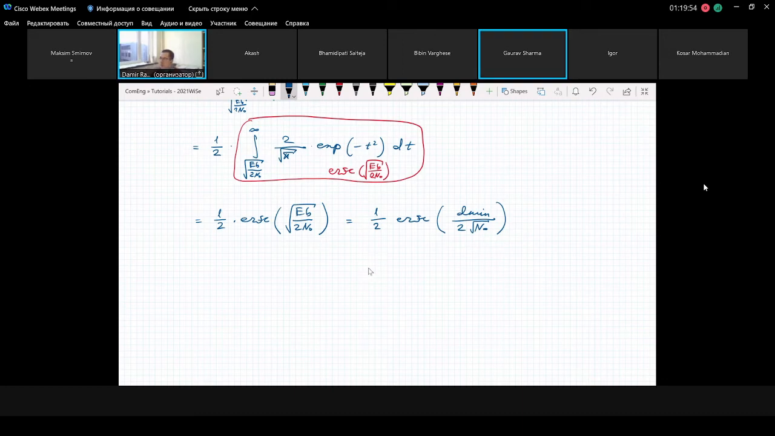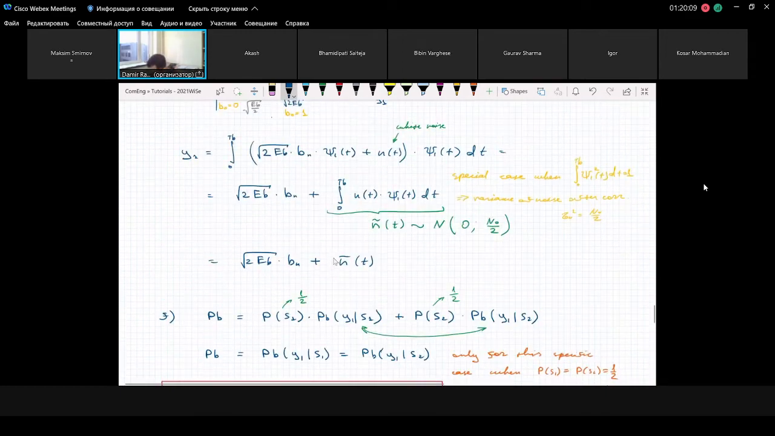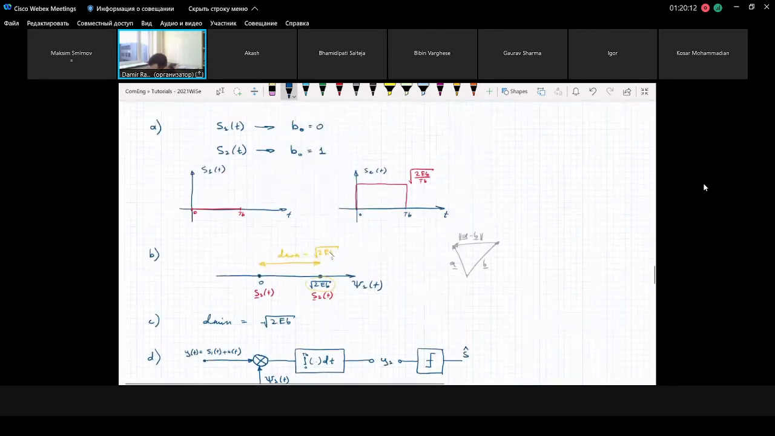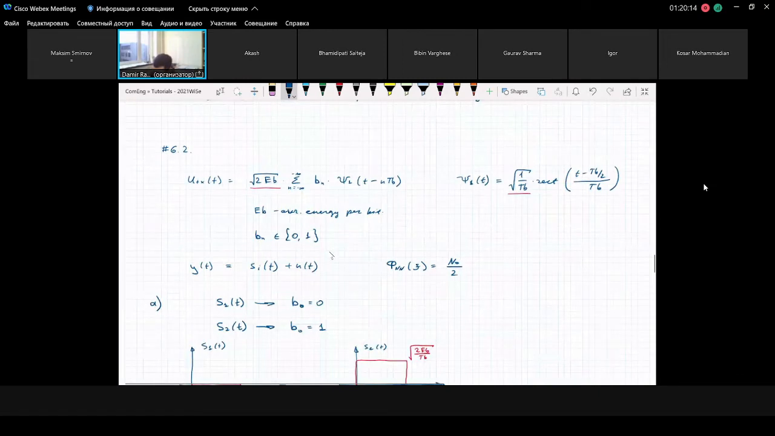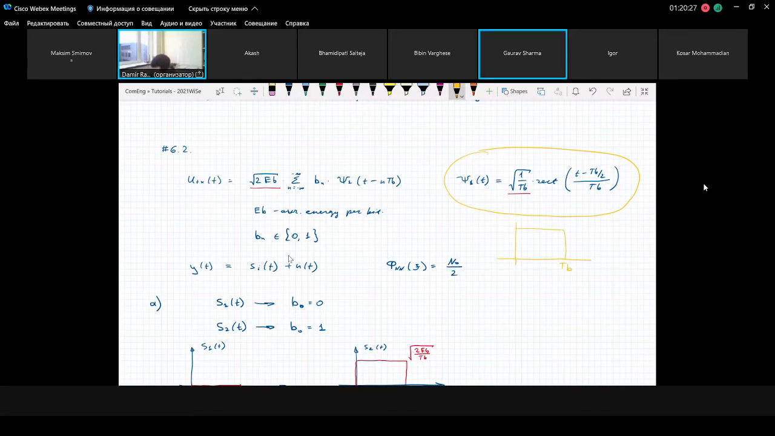Well, if you have only one function, it will always be orthogonal because it's only one. But why is it orthonormal? Yeah, because energy equals 1. If you look at the original basis function that we had in the beginning, what is it? It is simply a rectangular pulse of duration TB and amplitude 1 over the square root of TB.